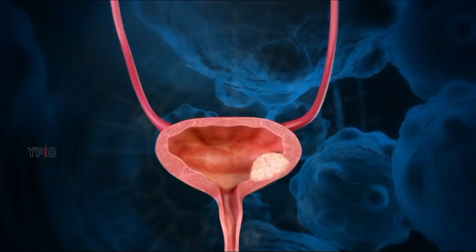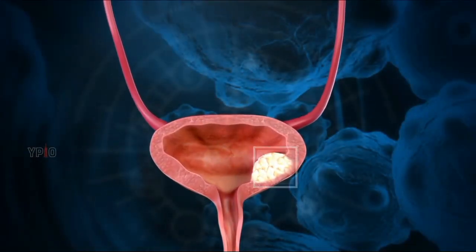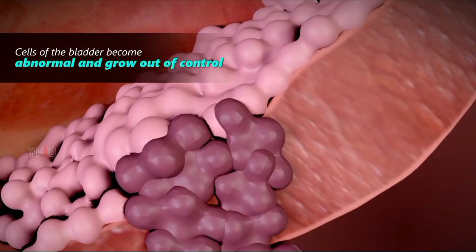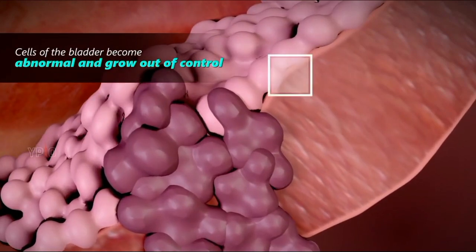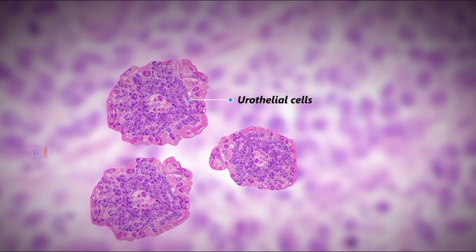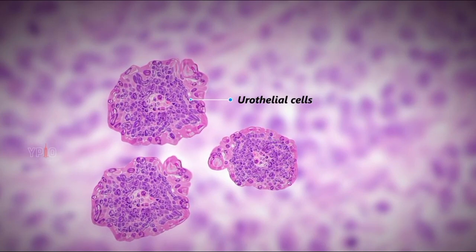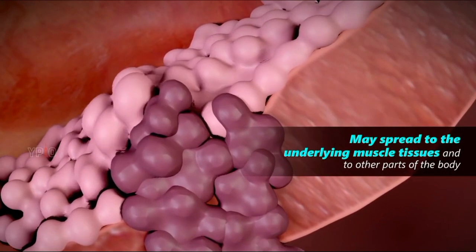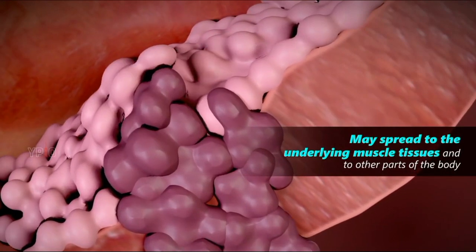Bladder cancer is a condition in which cells of the bladder become abnormal and grow out of control. It usually involves the inner lining cells called the urothelial cells, but can also involve other cell types. The cells multiply, forming a tumor, and may spread to the underlying muscle tissues and to other parts of the body.